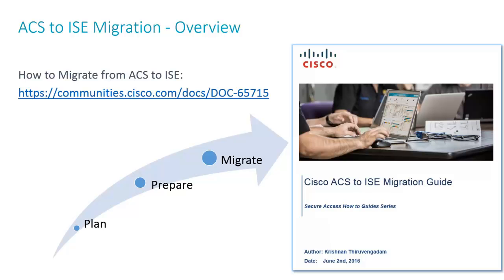The migration part would cover the actual migration process that includes the migration tool. An overview of the tool will be given, and it'll cover three sections: exporting the data from the ACS, analyzing the data for any policy gaps, and importing the data to ISE. All these three sections would be covered in the migration. And finally, how to verify your configuration that has been migrated.